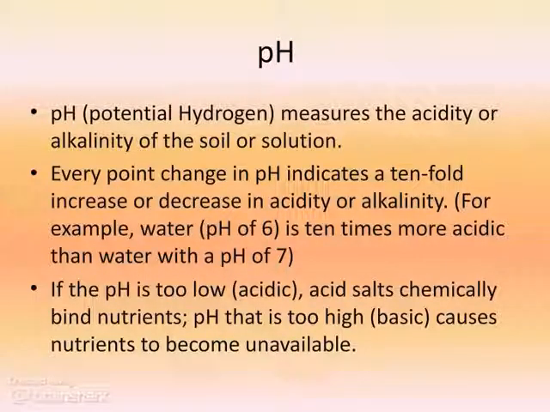Let's talk a bit about soil pH. pH stands for the potential hydrogen, and it's a measure of the acidity or alkalinity of the soil or a solution. Every point change in pH indicates a tenfold increase or decrease in acidity or alkalinity. For example, water, which has a pH of 6, is 10 times more acidic than water with a pH of 7. If the pH is too low, acid salts chemically bind nutrients, which means that they are not available to plants. If the pH is too high, this also causes the nutrients to become unavailable.